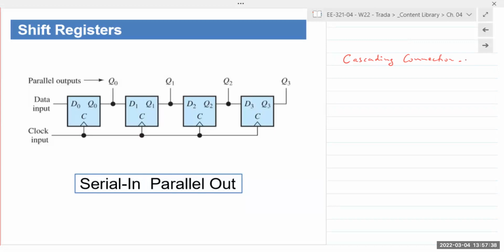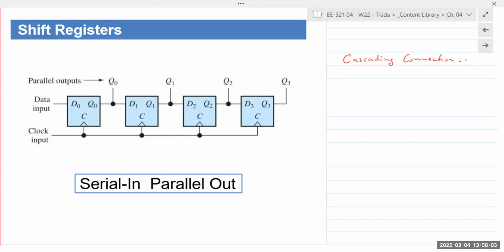The data is sent from the left, right? D0 is the least significant, remember? 0 is the least significant bit, and then 1, 2, 3. So in here 3 is the most significant bit. So the input comes in serially, output goes in parallel. So this is a serial in parallel out shift register.